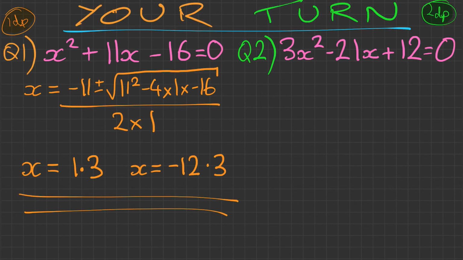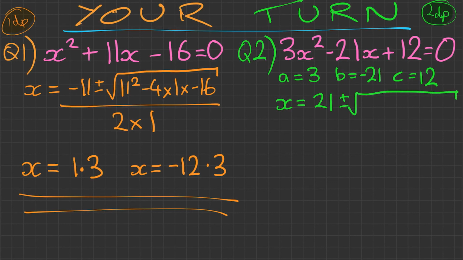Our second question, I'm just going to write down a, b and c for this one. So a equals 3, b equals minus 21 and c equals 12. So x equals minus b, so minus 21 becomes positive 21, plus or minus the square root of b squared, so minus 21 squared minus 4ac, all over 2a. Enter these into our calculator, and that will give us the solutions.